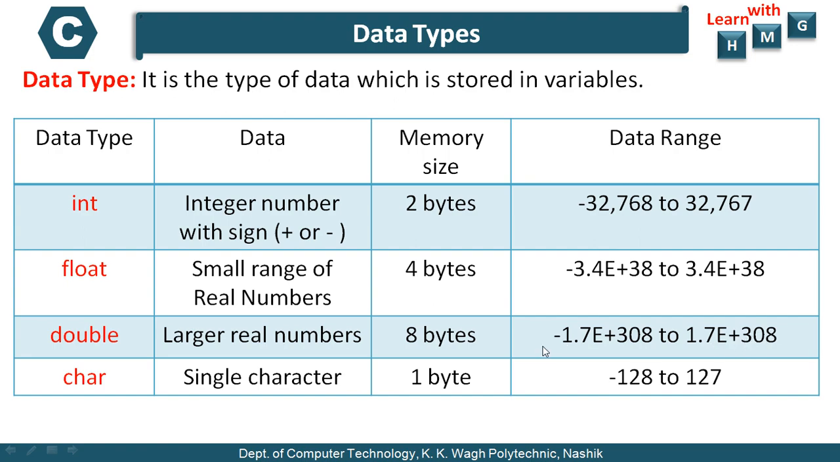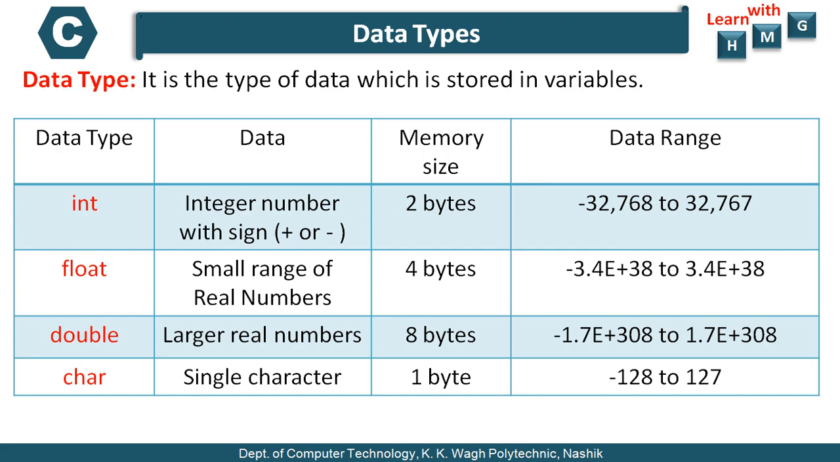And the fourth basic data type is char, that is, a character. It is used to store a single character, and it occupies 1 byte of memory, and the range is minus 128 to 127. Though it is a character, why is the range numerical? Because I already told you in the character set that every character in a character constant is represented by an integer value, and that is this integer range, minus 128 to 127. So these are the basic 4 data types. Apart from that, there are certain other data types also; for int, the higher range data type is long int, and you can go for that also.